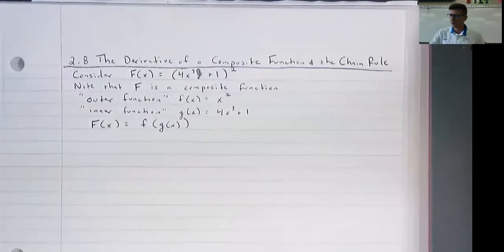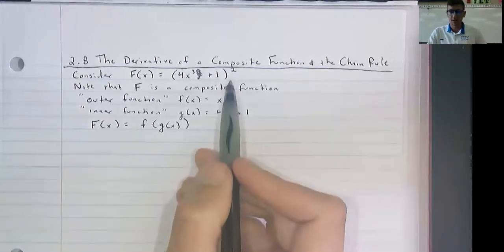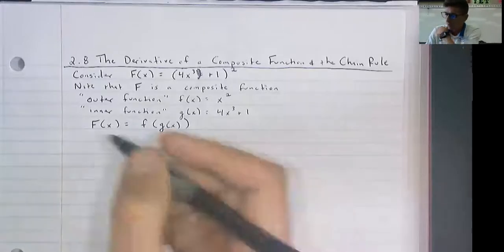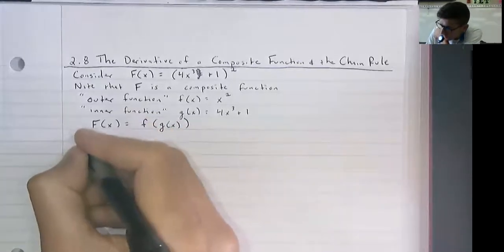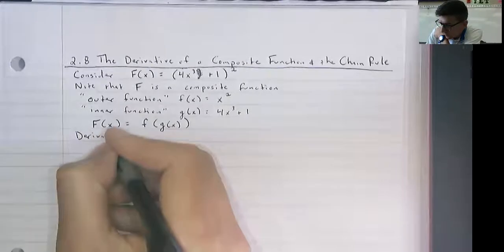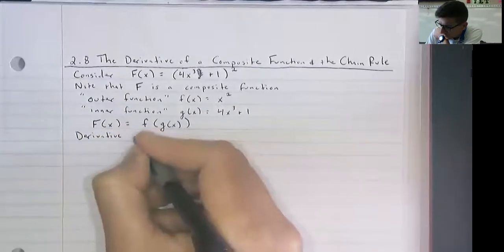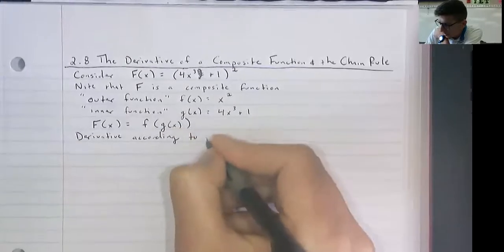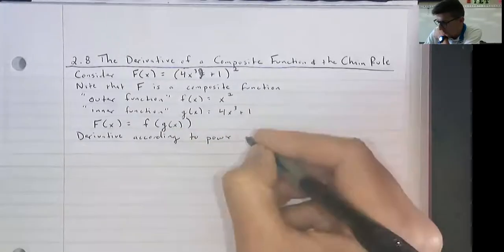So first of all, that's a composite function. Let's see what happens if we just try to differentiate this according to the power rule, because this looks like, hey, it's a quadratic, let's do the power thing. So, derivative according to power rule.